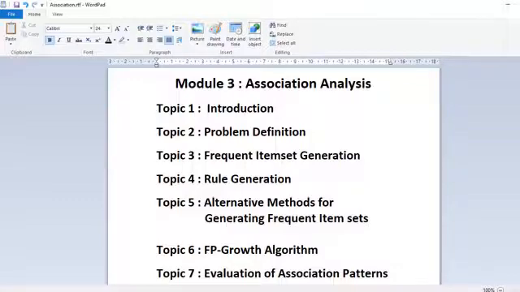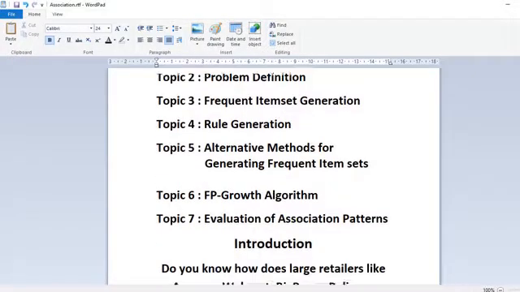Students, in this video we will be seeing module 3, that is introduction to association analysis. The following topics are covered in module 3: introduction to association analysis, problem definition, frequent item set generation, rule generation, alternative methods for generating frequent item sets, FP growth algorithm, and evaluation of association patterns. So let us begin our discussion with introduction to association analysis.